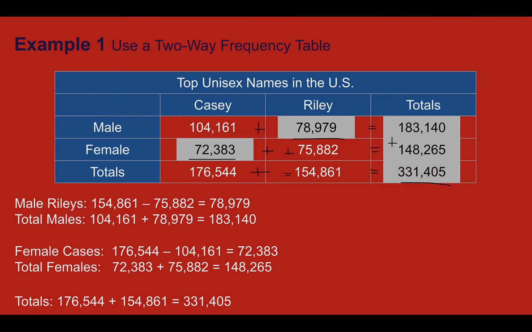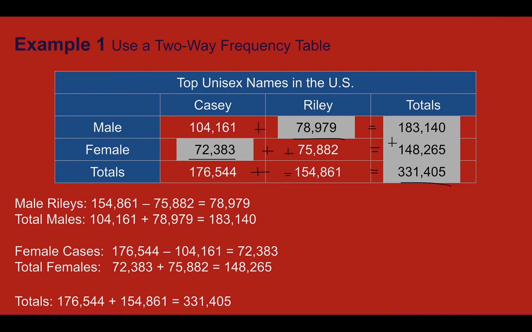So 331,405. If I add from left to right, I get that number. And if I add top to bottom, I also get that number. At the end, once I get the same number twice in a row, your whole table will most likely be correct. So recap: rows add to the totals, columns add down to the totals, and then your totals will add to the total in the bottom right corner.